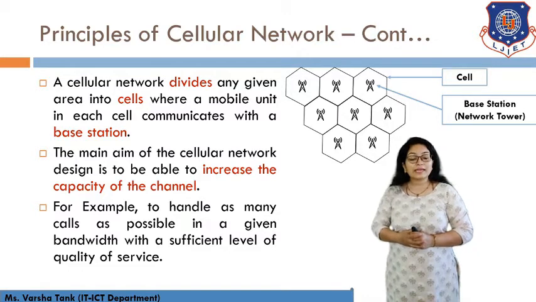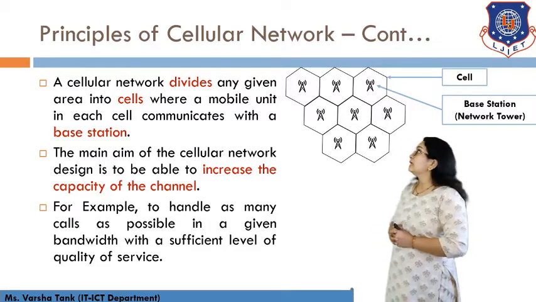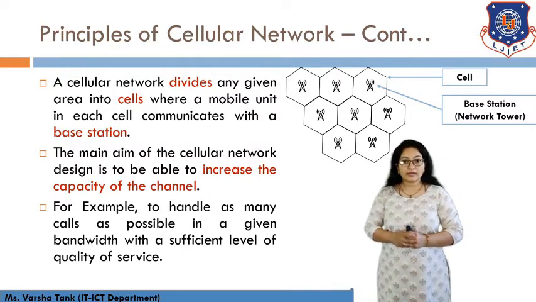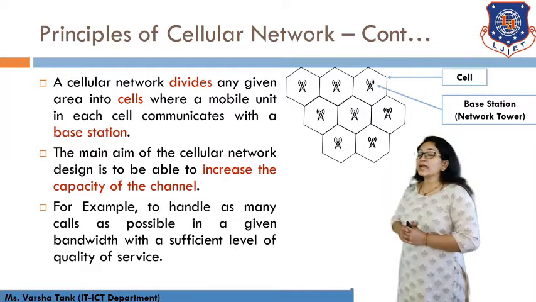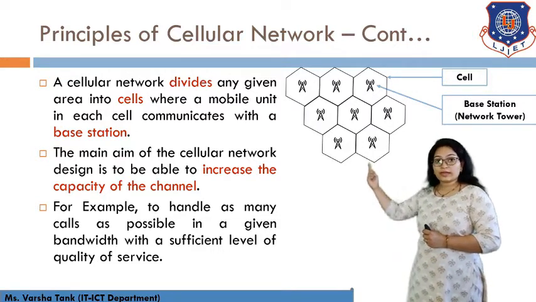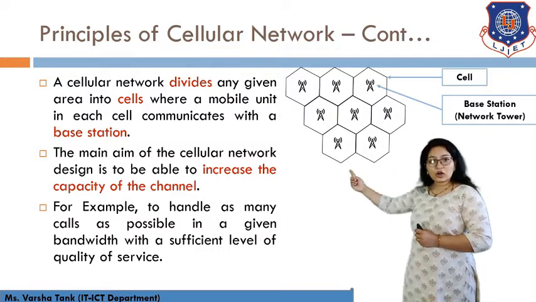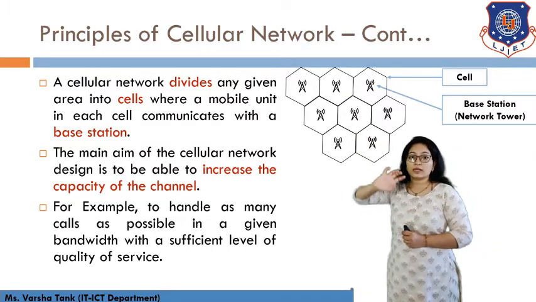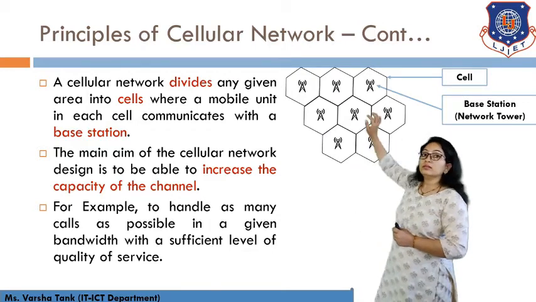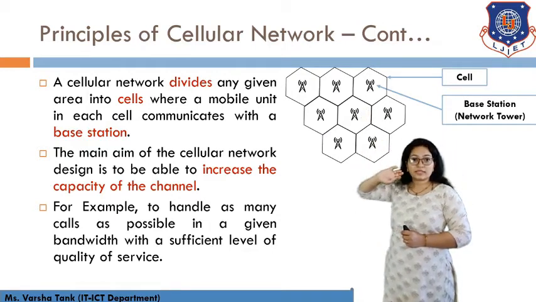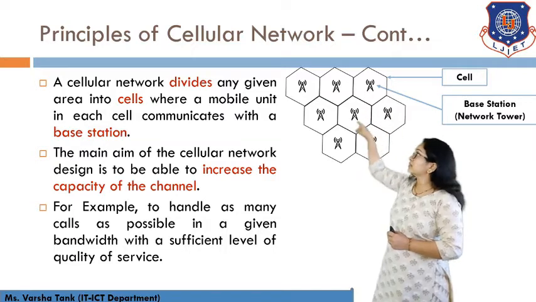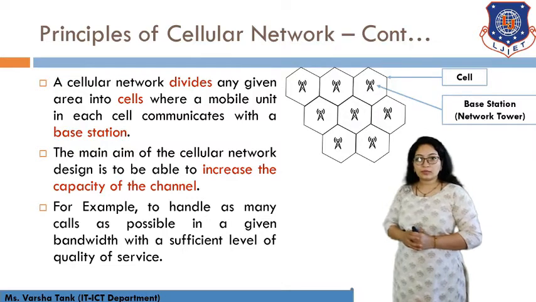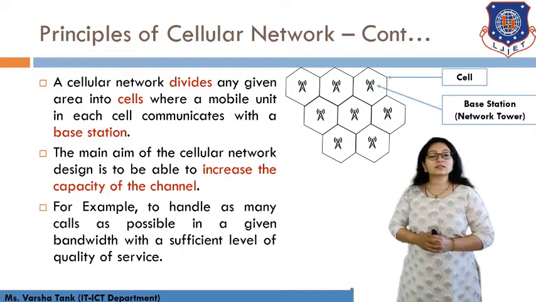Here you can see the 3 and 2, so that means a total of 8 cell area is there. In each and every cell area there is one antenna. This antenna will take care of this particular area, this antenna will take care of this particular area, and the same way this antenna will take care of this particular area. This is known as the base station, as you can see in the figure, and this entire hexagonal shape is known as the cell.